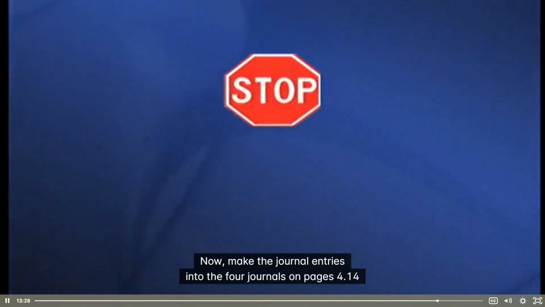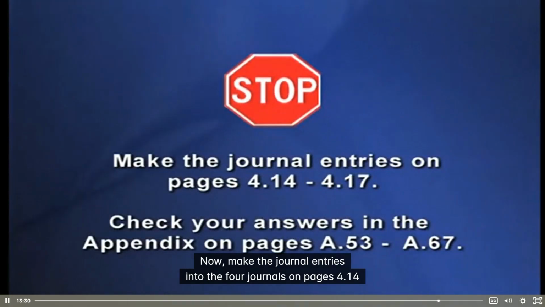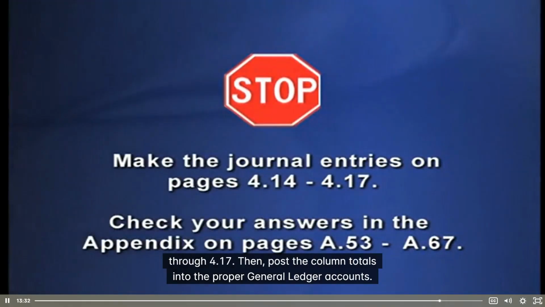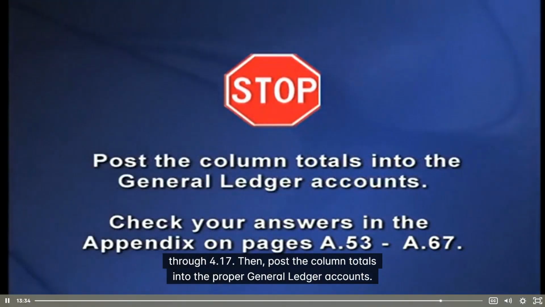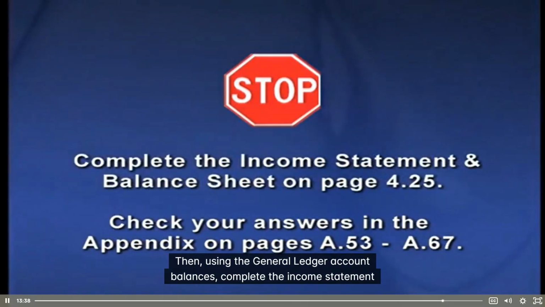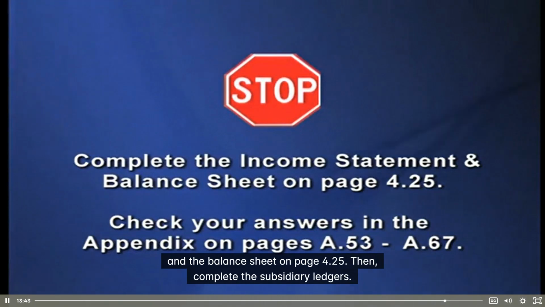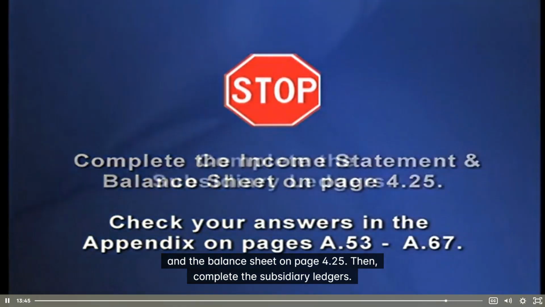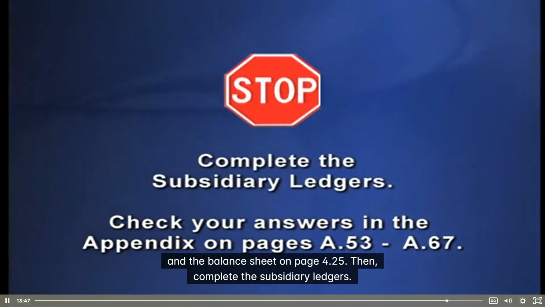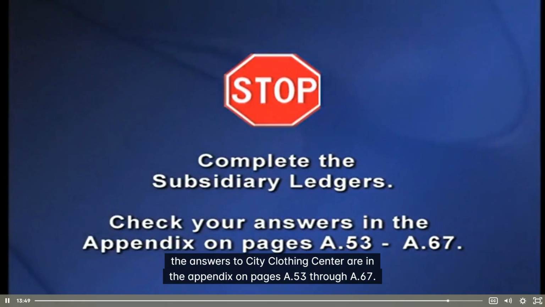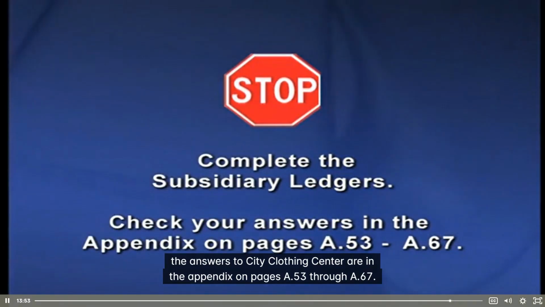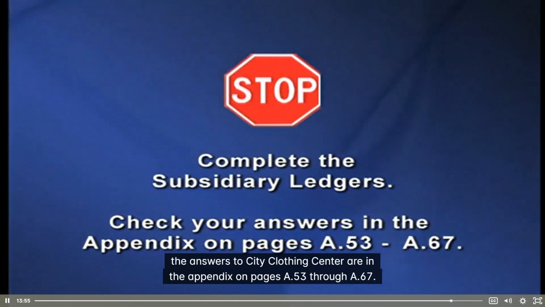Now, make the journal entries into the 4 journals on pages 4.14 through 4.17. Then post the column totals into the proper general ledger accounts. Then, using the general ledger account balances, complete the income statement and the balance sheet on page 4.25. Then complete the subsidiary ledgers. If you need help, the answers to City Clothing Center are in the appendix on pages 8.53 through 8.67.